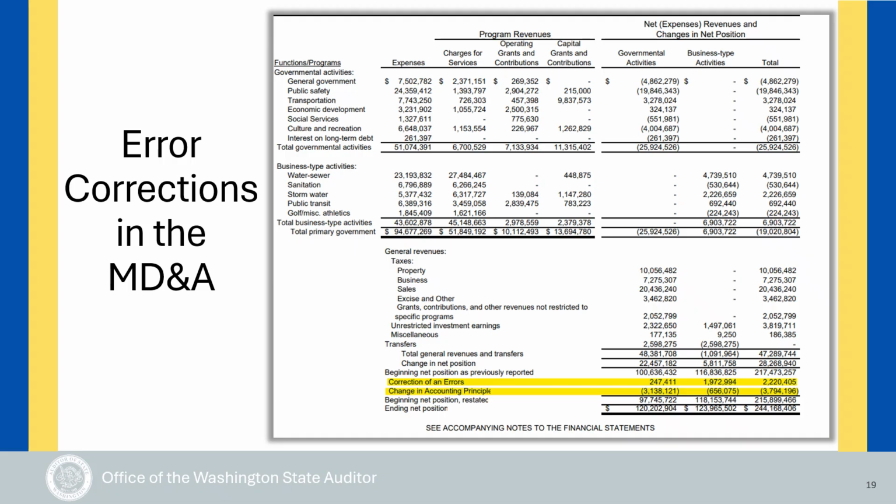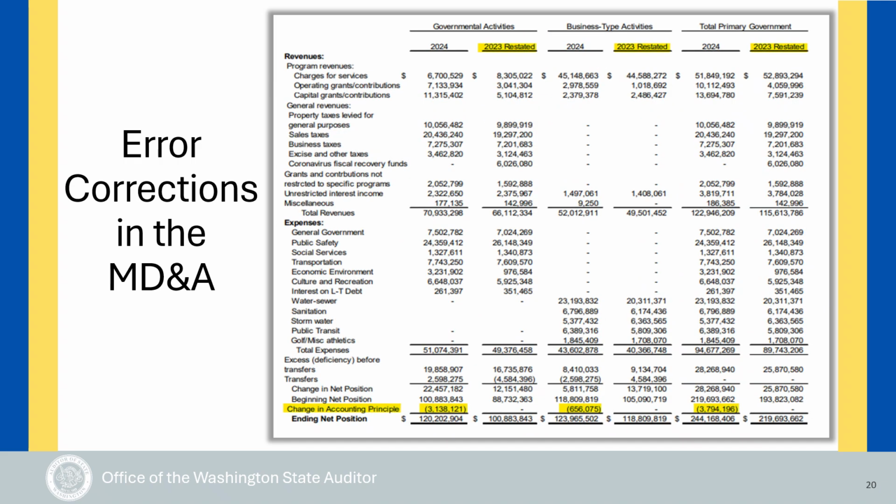Since the MD&A is considered part of the required supplementary information, then the portion of GASB 100 for error corrections needs to be retrospectively applied. What does that mean for reporting? Let's walk through an example. As you can see, this government has a correction of errors and a change in accounting principle. We are only going to look at the correction of errors and assume that the errors occurred in 2023. In governmental activities, the error correction is for $247,411. This is correct reporting on the face of the financial statements.